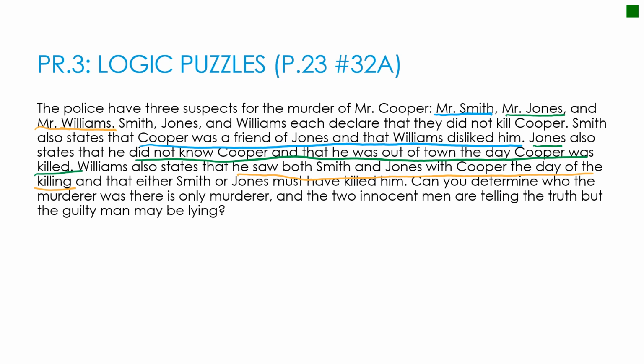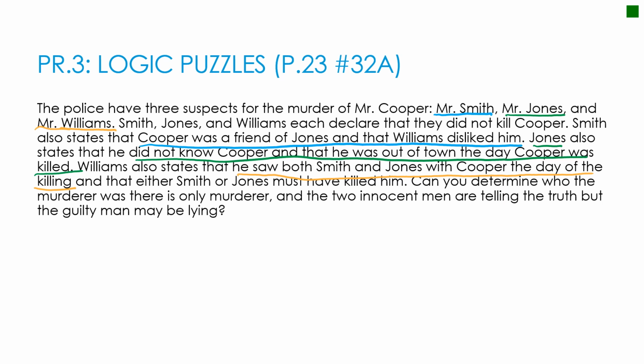So let's start with Williams. If Williams is the killer, then that means Smith and Jones are telling the truth. Smith says Cooper is a friend of Jones, and Jones says he didn't know Cooper. So those two don't work because Cooper can't be a friend of Jones and then know that they don't know each other. So Williams is not going to be our killer.